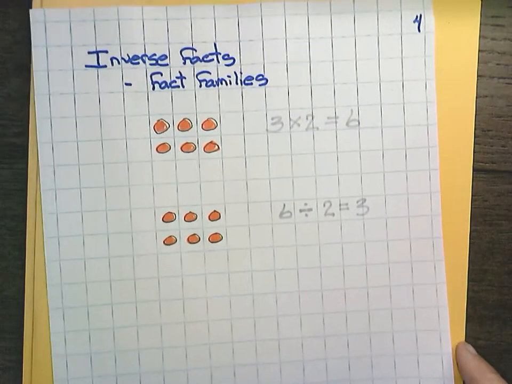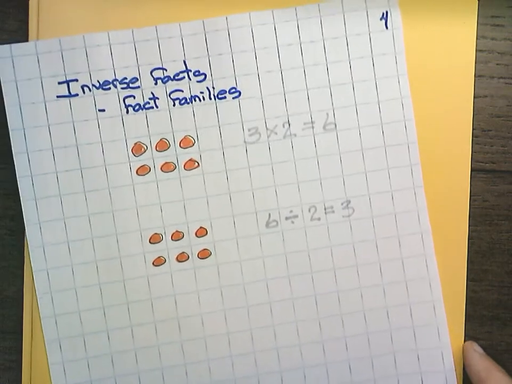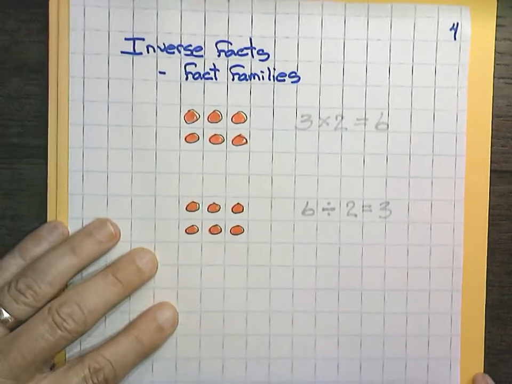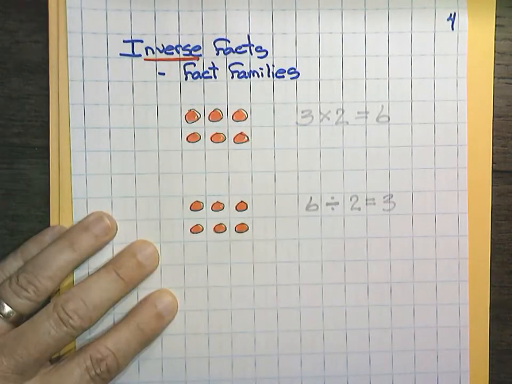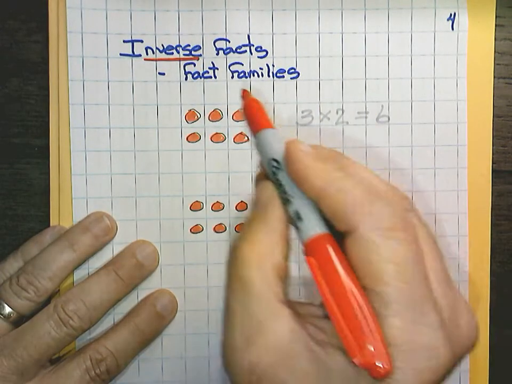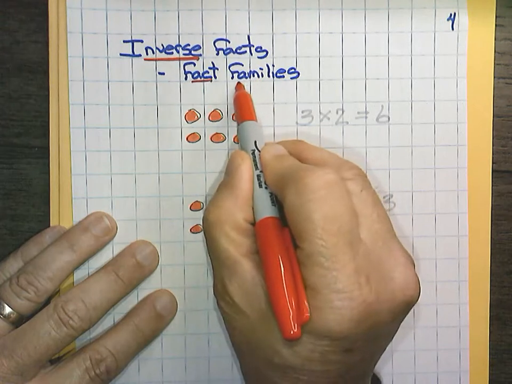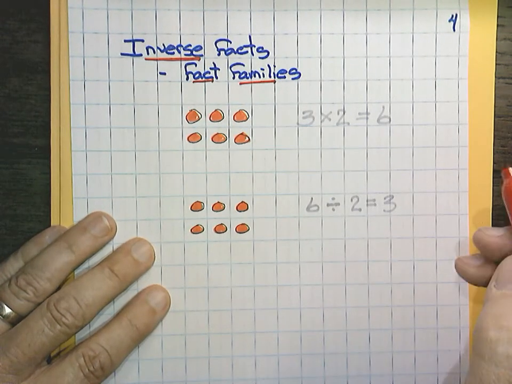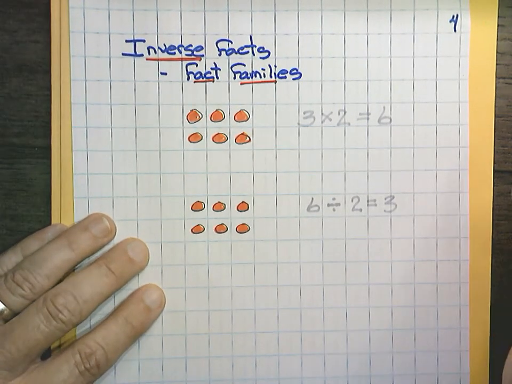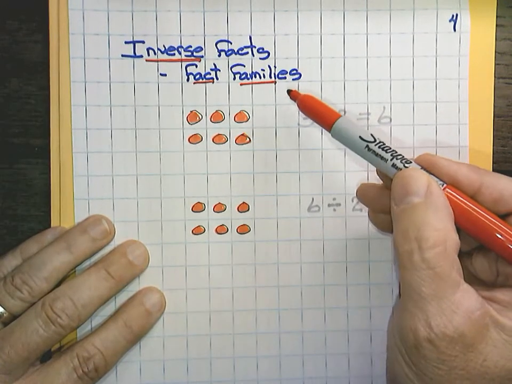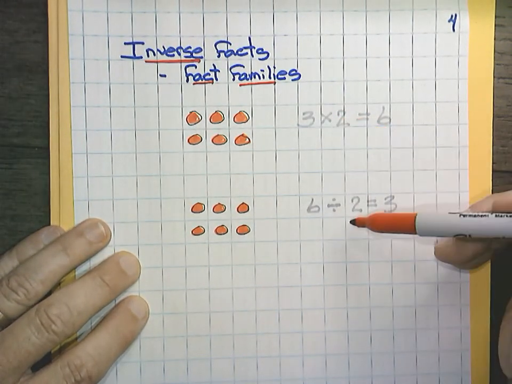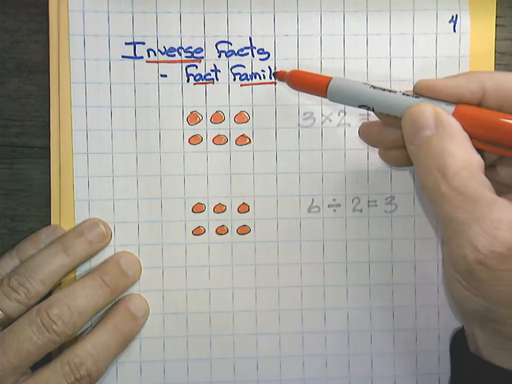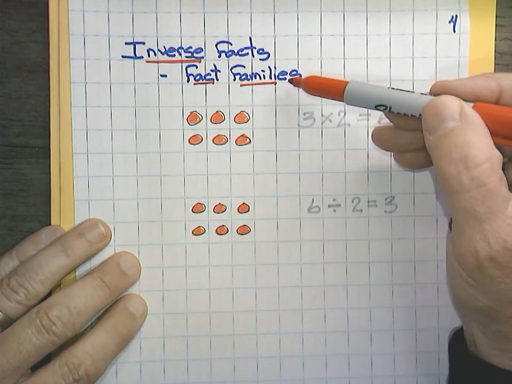Division involves something called inverse facts. In first grade and second grade, many times they will refer to these as fact families. And you might say, well, what do you mean by that? Well, multiplication and division are referred to as inverse facts, or in other words, fact families.